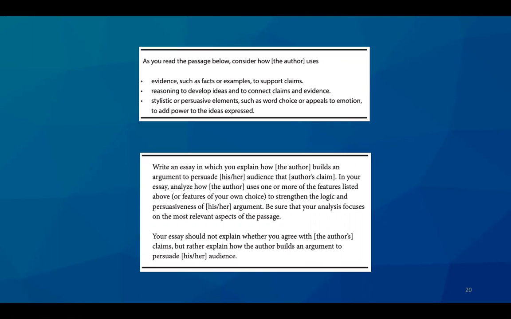The student will read the passage, and then your instructions are to write an essay that explains how the author builds an argument. So note that, as it says here, you're not explaining whether or not you agree with what the author has written. It's really more about analyzing how the author has built their argument. So with that, that's all of the sections of the SAT and some good foundational information about what's in each of those. So let's talk about scores a little bit.